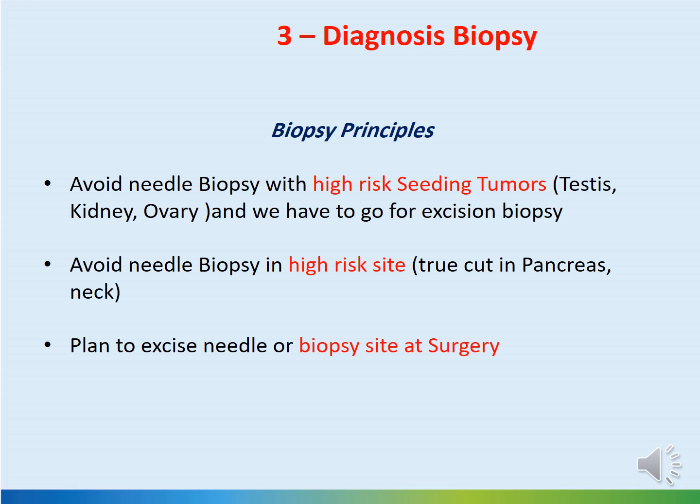Similar to the principles of imaging, we have some principles of biopsy. For example, we have to avoid needle biopsy in high risk seeding tumors, as mentioned before, in the testis or kidney or ovary. So in this situation, we have to go for excisional biopsy. We have to avoid biopsy in some areas of the body when it's high risk, for example, trucut biopsy in the neck. So here we will go for FNA, fine needle aspiration.